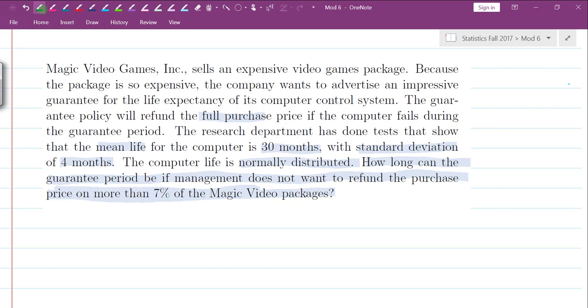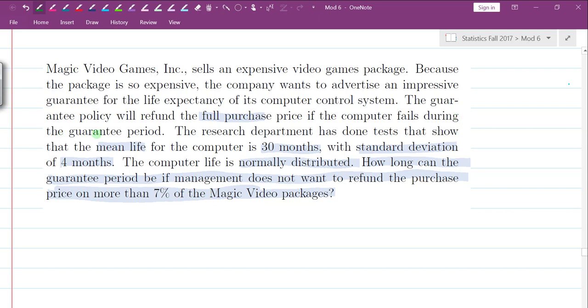So again, the Magic Video Games, Inc. sells an expensive video games package. Because the package is so expensive, the company wants to advertise an impressive guarantee for the life expectancy of its computer control system. The guarantee policy will refund the full package price if the computer fails during the guarantee period.